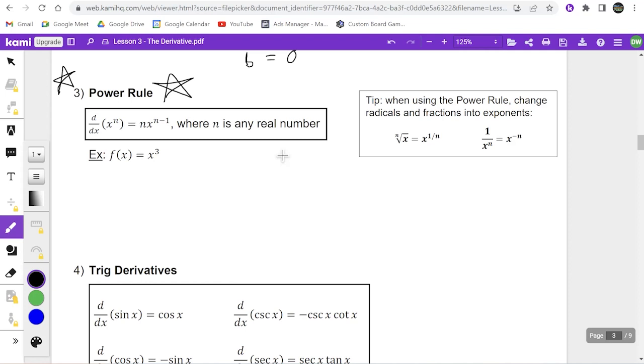What this also means is that n doesn't just have to be a whole number. n can be a negative number, n can be a fraction, n can be a decimal, n can be a square root. There's a lot of things n can be.